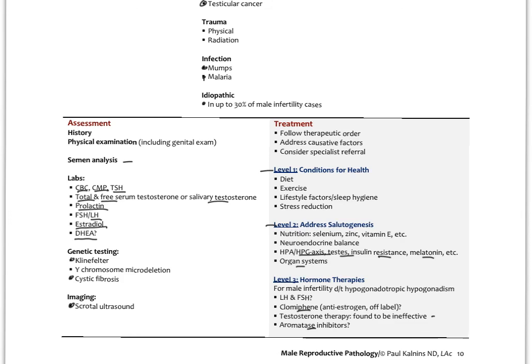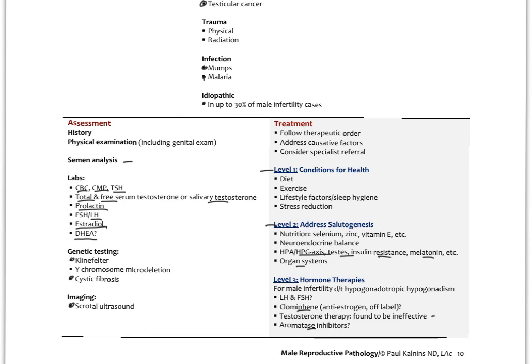So that's definitely a good place to start. And then we can make appropriate referrals. If again, within maybe 6 months, those therapies have failed for a couple to conceive, then we can make the appropriate referrals.